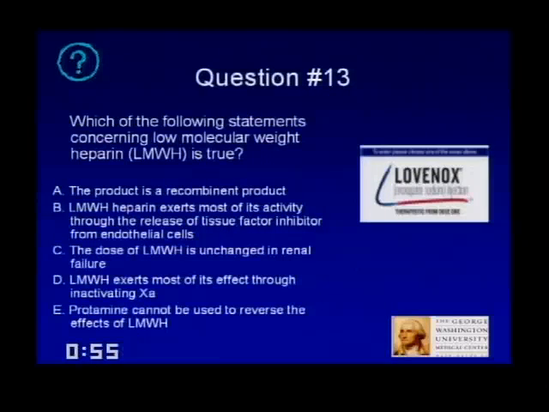So which of the following statements concerning low molecular weight heparin is true? A, it's a genetically recombinant product. B, low molecular weight heparin exerts most of its activity through release of tissue factor inhibitor from endothelial cells. C, the dose of low molecular weight heparin is unchanged in renal failure. D, it exerts most of its effect through its interaction and inactivating factor 10A. And E, protamine cannot be used to reverse the effects of low molecular weight heparin. So let's vote.